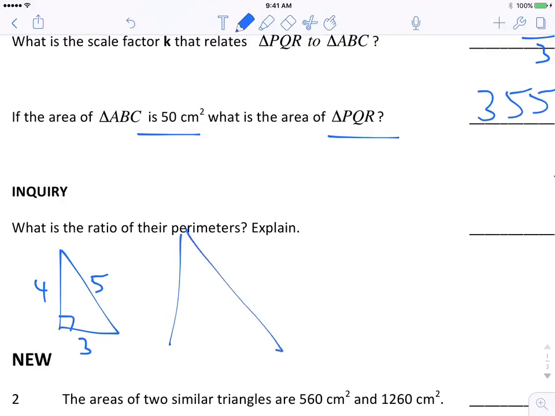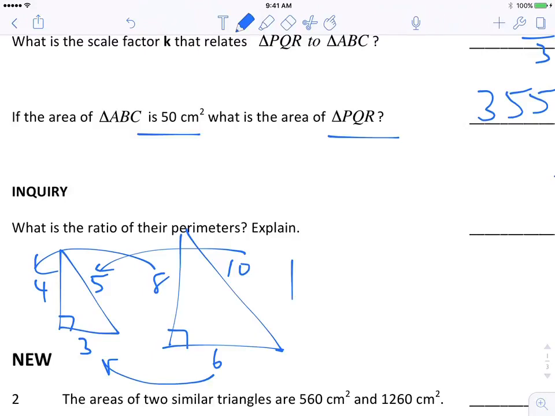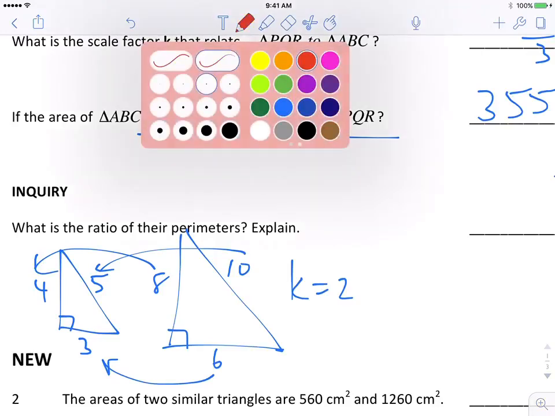Then we're going to create our own similar triangle, and we're going to say this is 6, 8, and 10. So we know that the scale factor is 2 because 6 divided by 3 is 2. 8 divided by 4 is 2. 10 divided by 5 is 2. So the scale factor is 2, k equals 2. And the perimeter of the smaller one, I should label it just so we know what we're talking about.